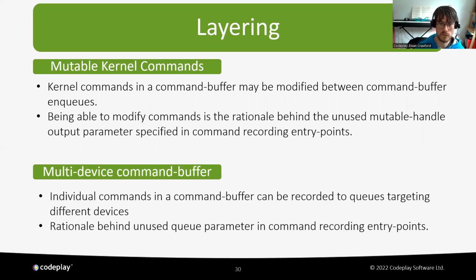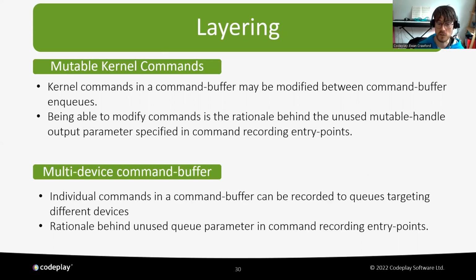We found that if you've got a very slight change to a kernel command, like maybe the ND range configuration or the arguments, in the case of double buffering, then it's very handy to change this between enqueues rather than having to record a whole new command buffer, which could have a lot of commands, only to change slightly one kernel command. The other layered extension we're looking at is the multi-device command buffer extension.